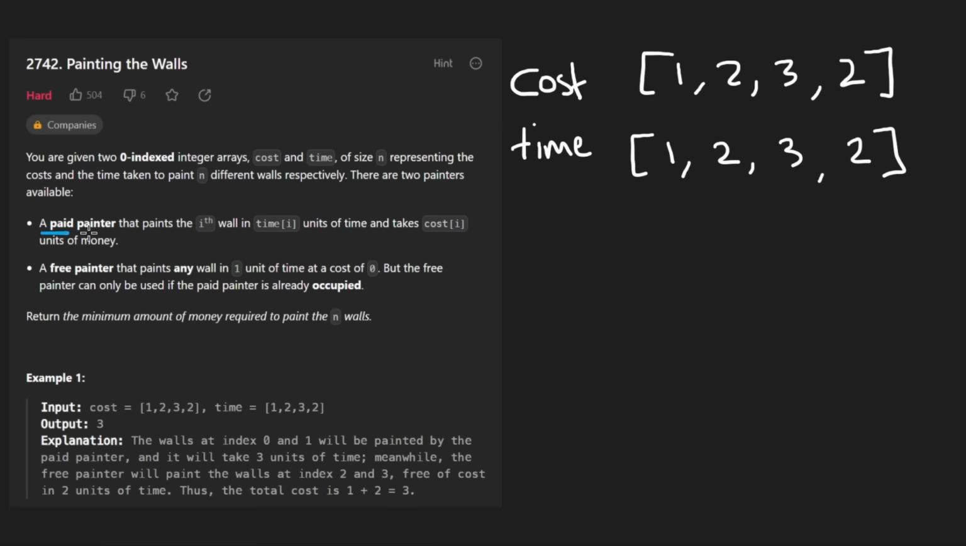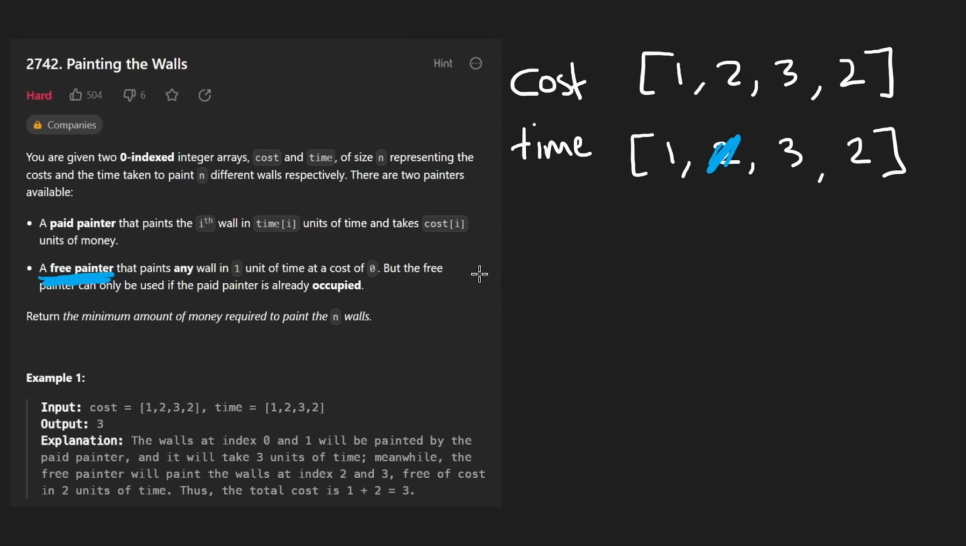Now, the first painter we have is a paid painter. For them to paint this wall, it's going to cost them this much, and it's going to take them this much time. And we also have a free painter who can paint any of these walls in just 1 unit of time. And it also doesn't cost them anything to paint that wall. So this is a pretty good painter.